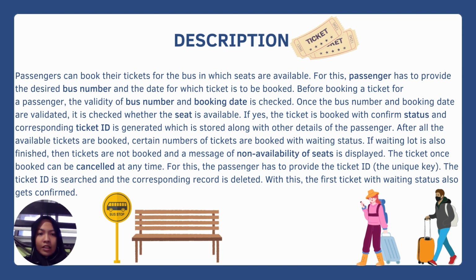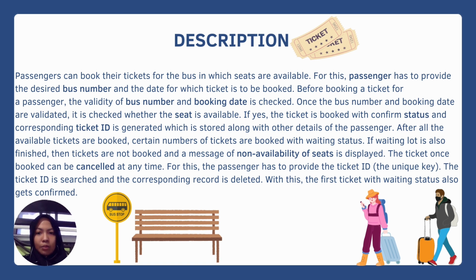If yes, the ticket is booked with confirmed status and the corresponding ticket ID is generated, which is stored along with other details of the passenger. After all the available tickets are booked, a certain number of tickets are booked with waiting status. If the waiting list is also finished, then tickets are not booked and a message of non-availability of seats is displayed.